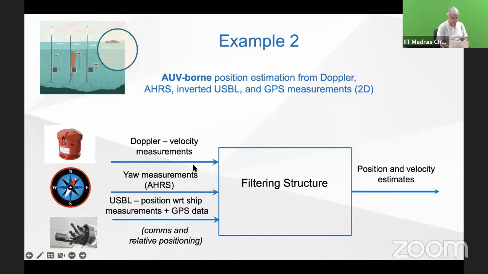This is a very, very important operational case, all right? So the question is, if you are on board the ship and you actually want to aid an underwater vehicle navigating by providing these position fixes, how can one do this?